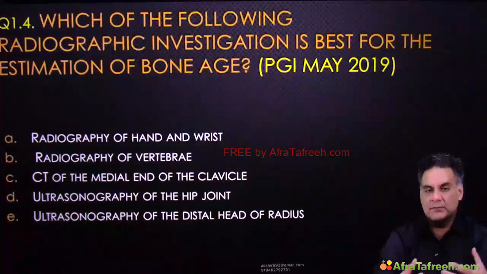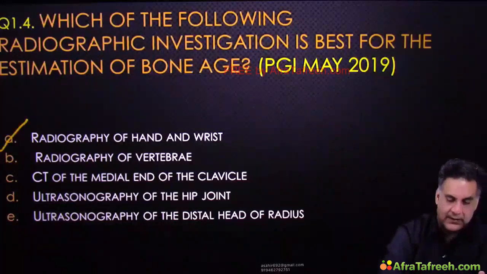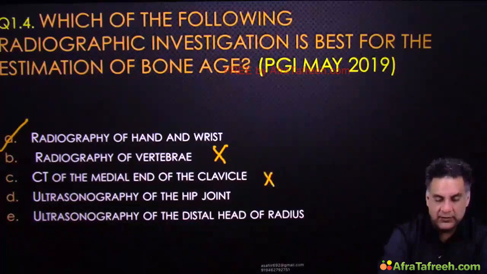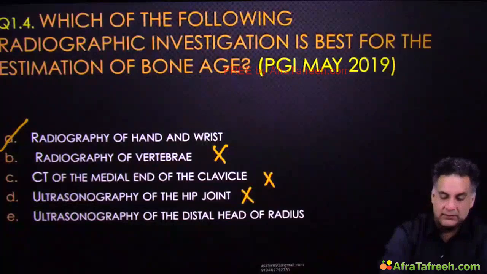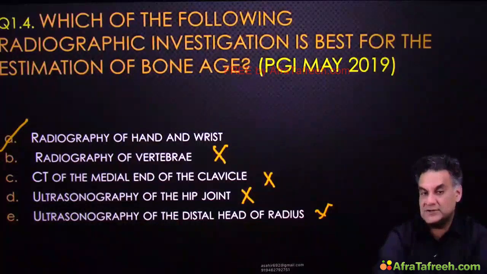Which investigation is best for estimation of bone age? When you want to estimate the bone age, you can take the X-rays of hand and wrist. X-rays of vertebra are not to be preferred. CT scans are usually not preferred. Ultrasound is not preferred. So simple X-rays of hand and wrist can help you decide the age.